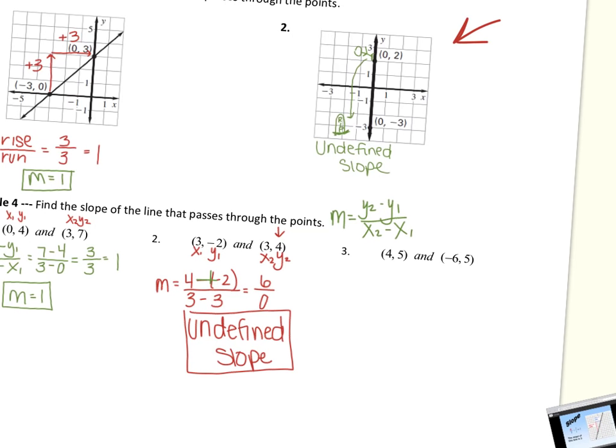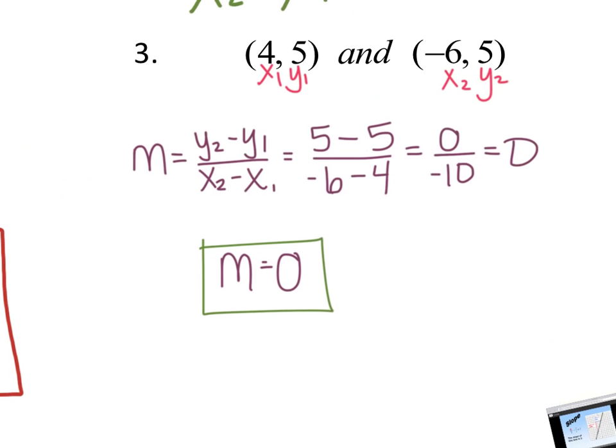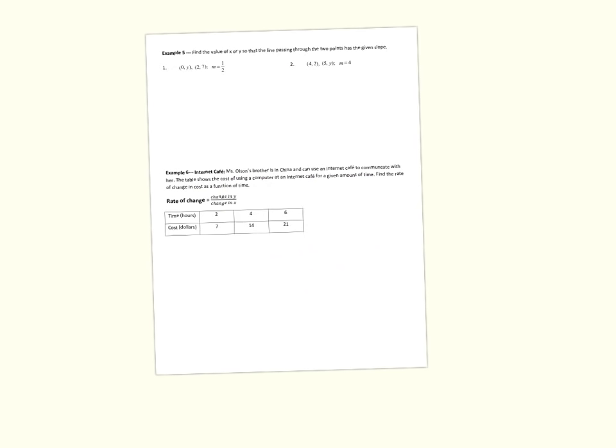So what I'd like you to do is press pause, try that next one on your own, and then resume the video to check your work. Okay, so here is our work for number 3. So make sure that you got the same slope and had the same work that we did. On the next, so here we are on our third and final page of notes.